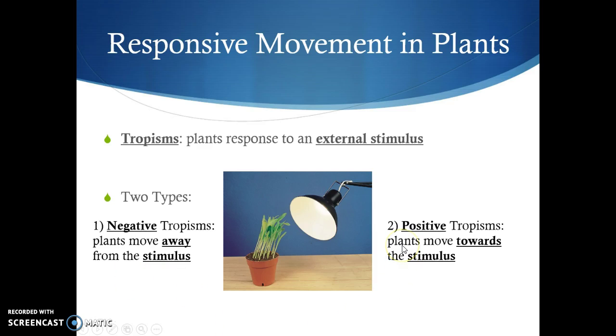A positive tropism, if something's positive, you want more of it, so you're going to move towards it. So look at this picture. Is the plant moving towards or away from the light? It's moving towards the light. You can see it bending in the direction of the lamp. That means that this plant is exhibiting a positive tropism.